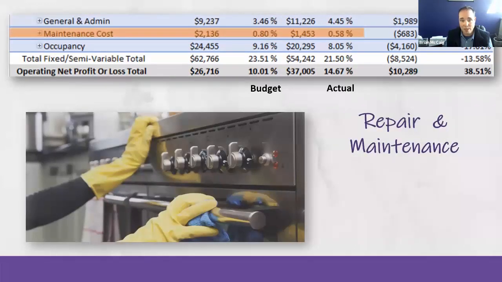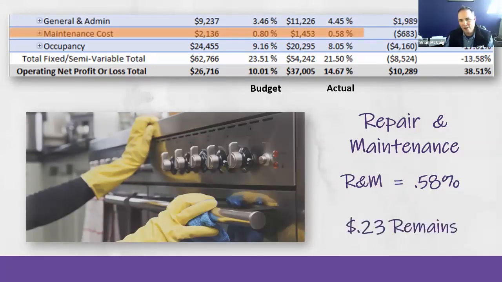Next, you still have to think about repairing and maintaining the building. Hopefully that's not a huge expense for you, but it still has to be considered because we're accounting for everything. That's 0.58% in this example. Usually it's around 1% in a lot of restaurants. Okay, we're still at 23 cents. We're doing a lot of rounding, so we want to stay accurate here.